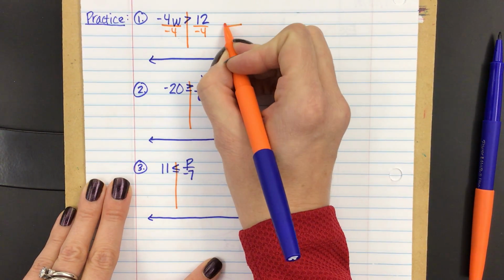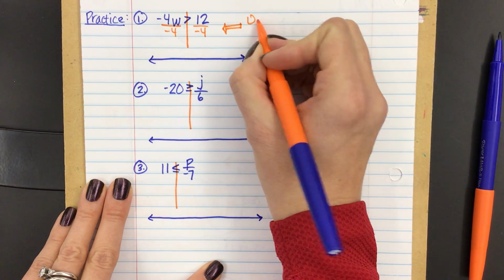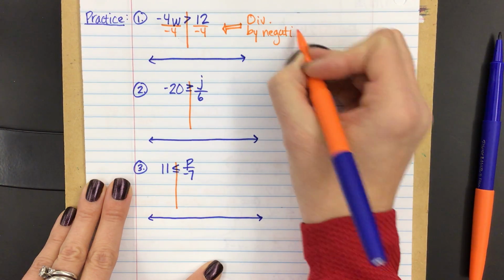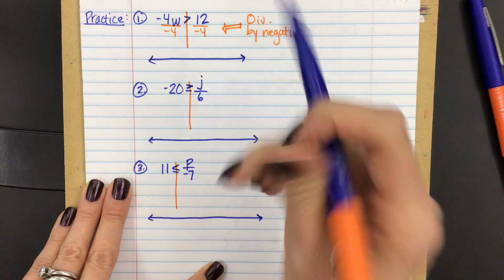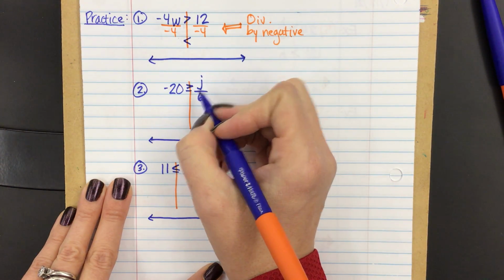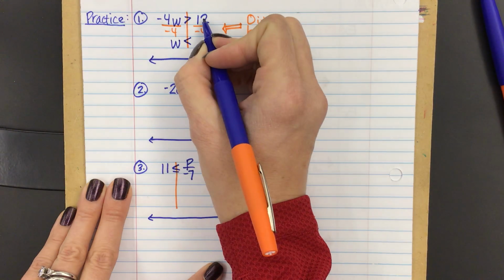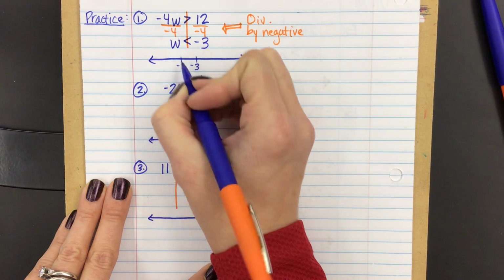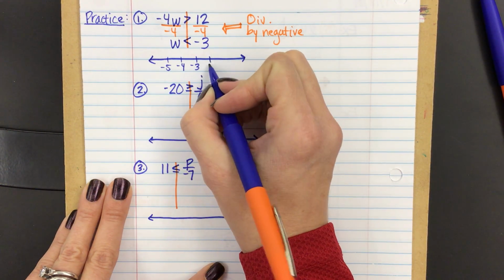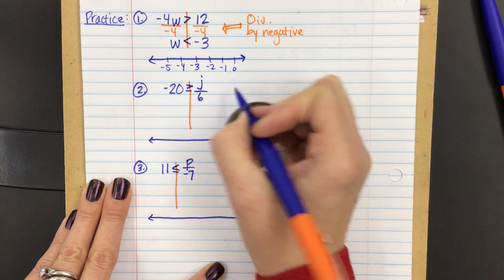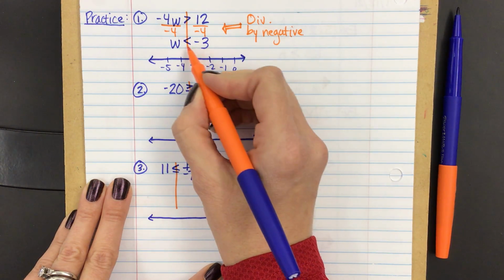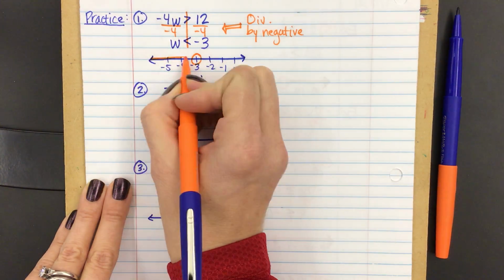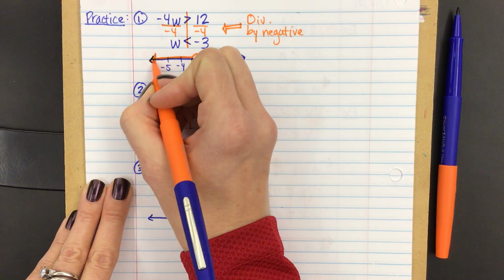And bingo, right there. You're dividing by a negative. And whenever that happens, this sign needs to flip. And so what we're left with here is W, and then 12 divided by -4 is -3. Okay. Well, in this case, it's not equal to, so -3 is not considered a solution, so we're going to do a hollow circle. We'll shade everything that is less than it.